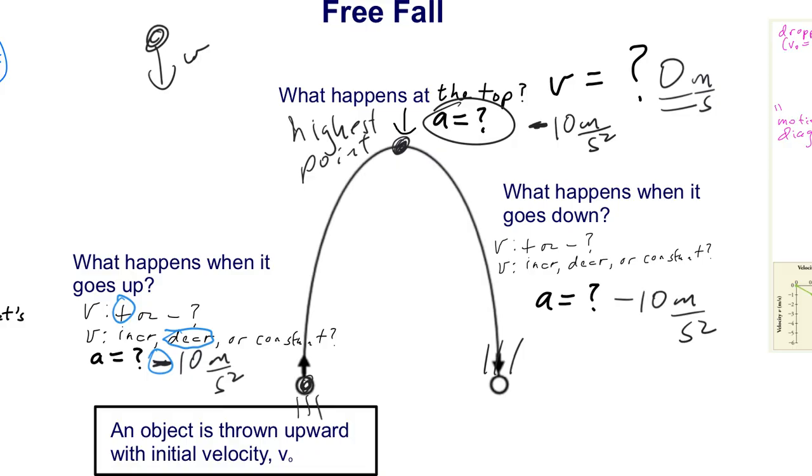Okay, how about on the way down? The velocity is obviously negative on the way down. It's falling downwards. And the speed is increasing, obviously, because it was stopped up here, and now it's picking up speed again as it falls. So if the speed is increasing, I should put an S for speed.